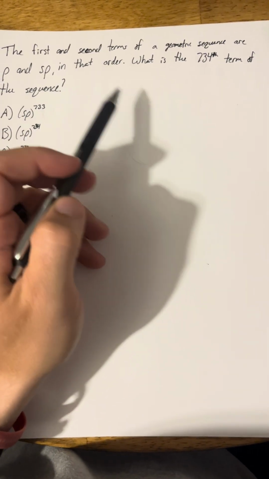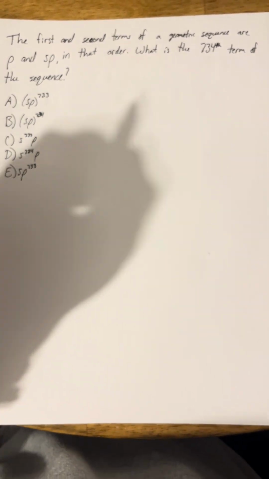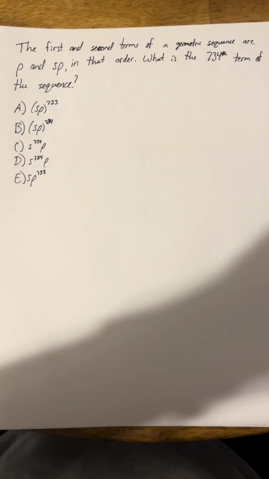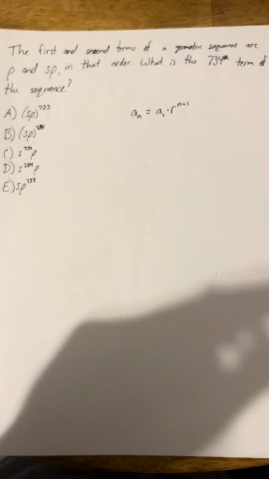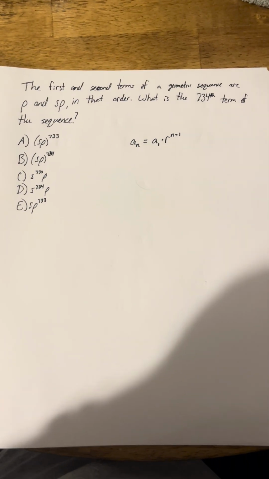if we're given a geometric sequence and asked for a certain term, your equation, which you would have to just have memorized for this, is a_n equals a_1 times r to the n minus 1. Okay, so this is your geometric sequence formula.